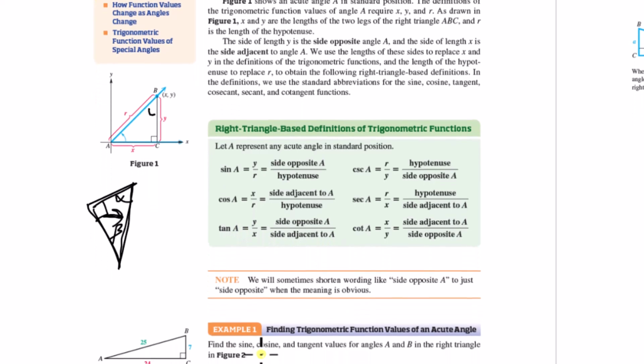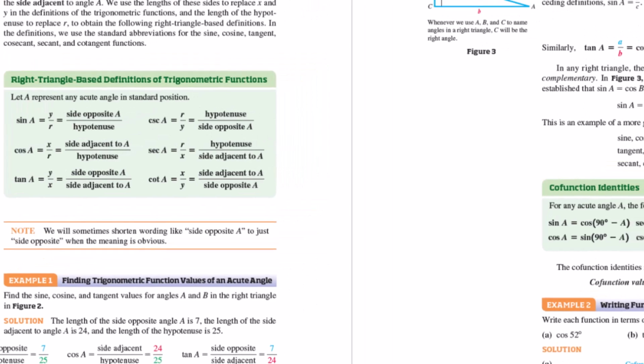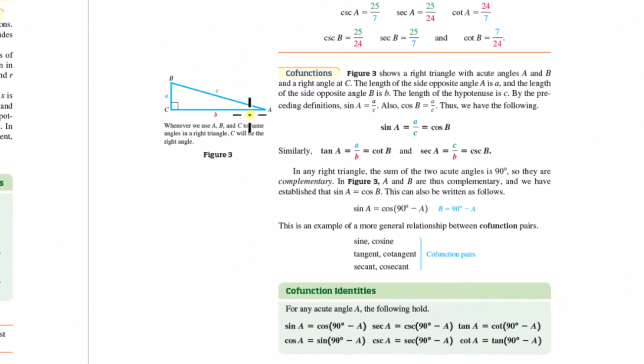Okay? Find the sine, cosine, and tangent values for angles A and B in the right triangle in figure 2. So for this angle, opposite, hypotenuse, adjacent. For this angle, opposite, hypotenuse, adjacent. And then for secant, cosecant, and cotangent, secant is the reciprocal of cosine. Cosine is adjacent over hypotenuse, so the secant of this angle would be hypotenuse over adjacent. The secant of this angle would be hypotenuse over adjacent. So we're going to work a bunch of example problems so you can get the hang of this.